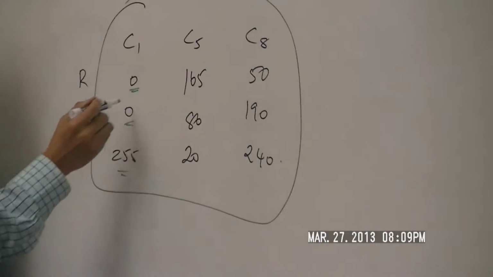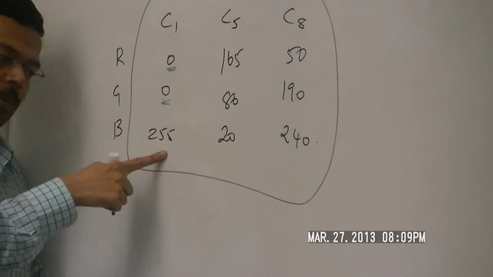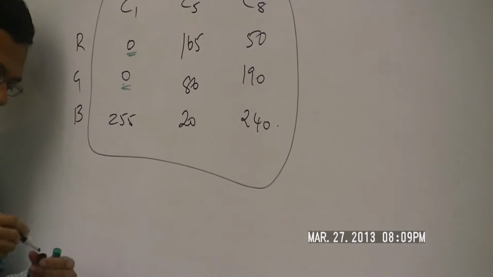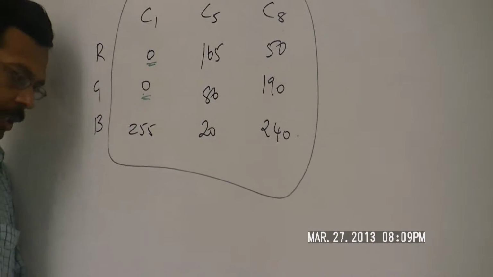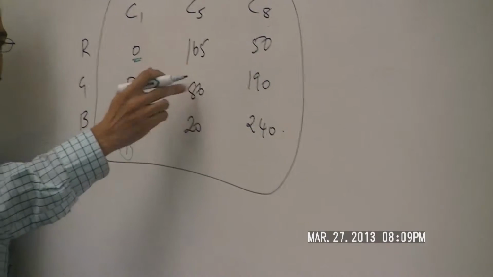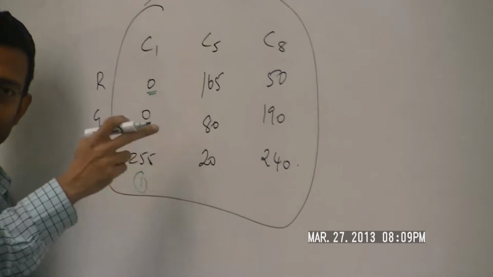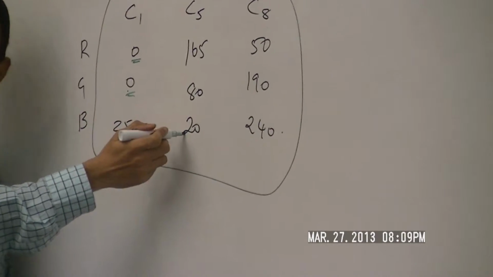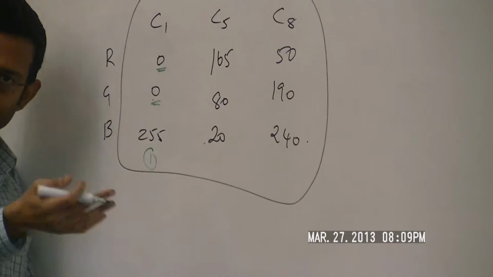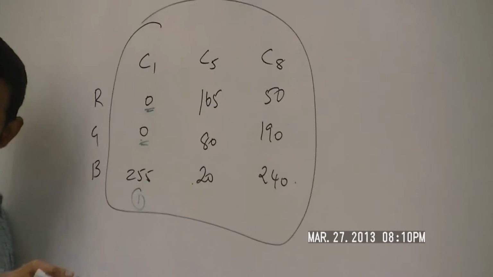So for these two, the least significant bit will be 0. For this, the least significant bit will be 1. So there's only one byte here for which the least significant bit is a 1. Here, which one? This is 80. So which one will be having the least significant bit to be 1? 20. This is even, so the least significant bit will be 0. Okay. 80 is also even. Least significant bit is 0.